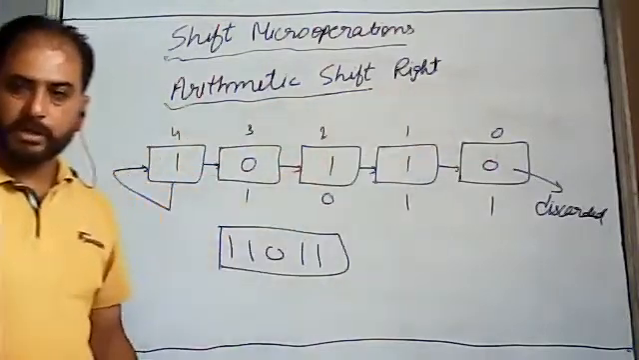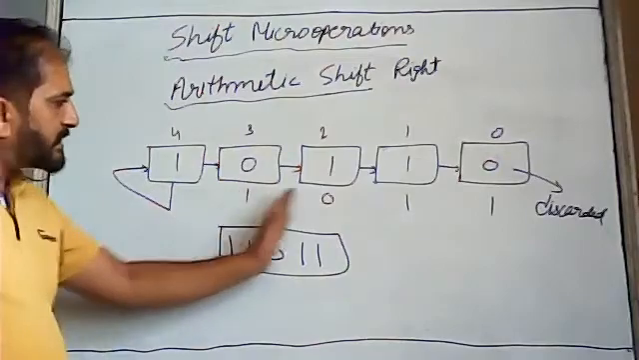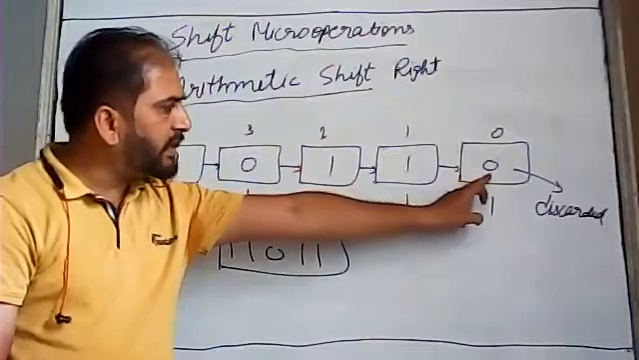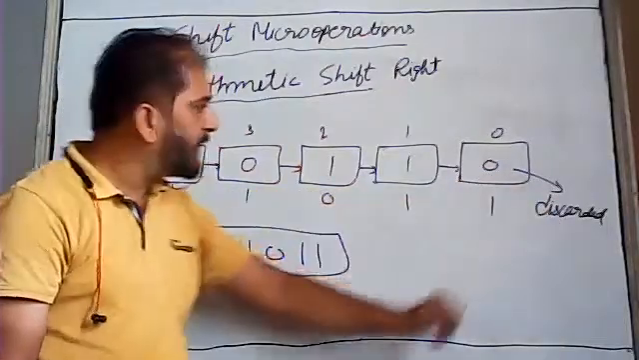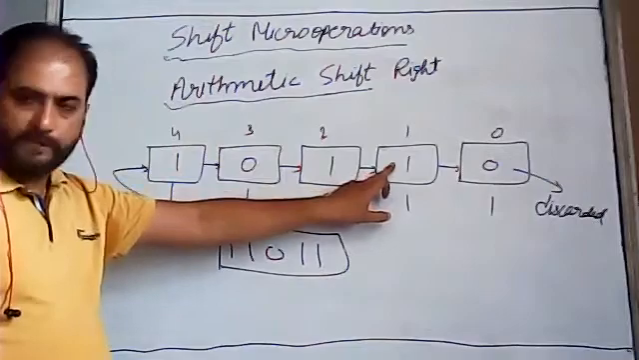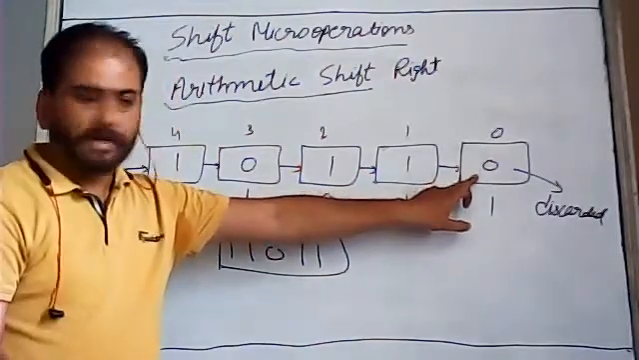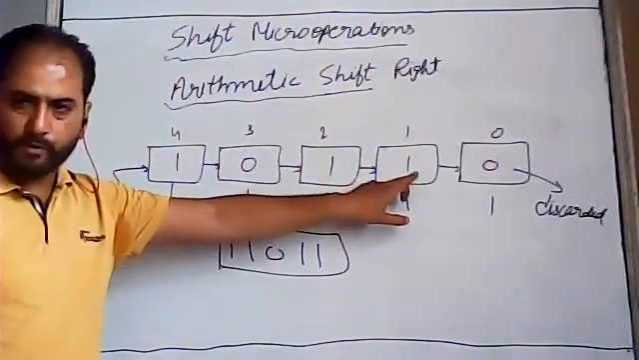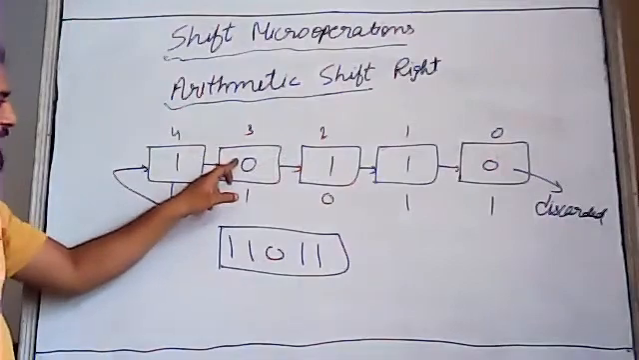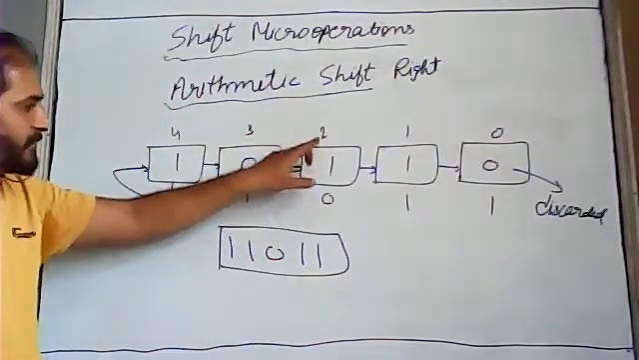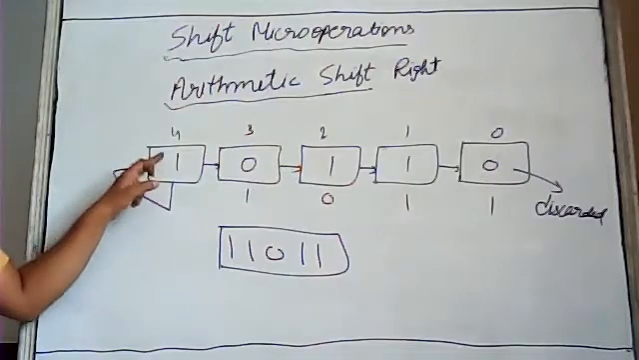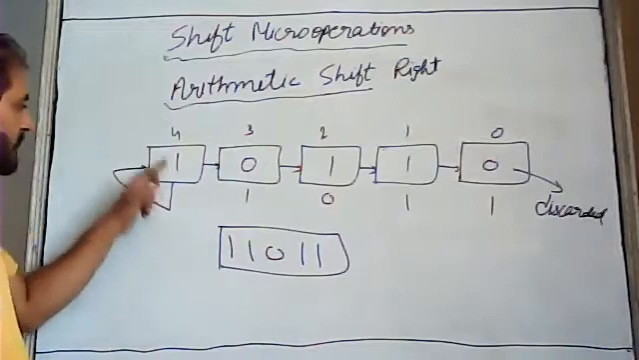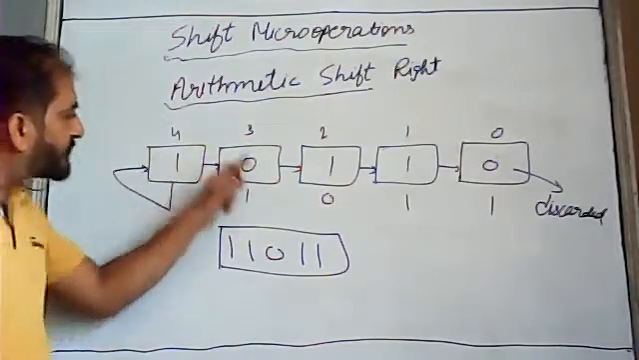In arithmetic shift right, the bits are shifted to the right by 1 bit. The bit at position 0 is shifted out of the register and discarded, and the bit at position 1 is shifted to the right at position 0, and the bit at position 2 is shifted to the right by 1 bit, and the bit at position 3 is shifted to bit position 2, and the leftmost bit, or you can say the last bit, stays at its own place and is also shifted to the right.